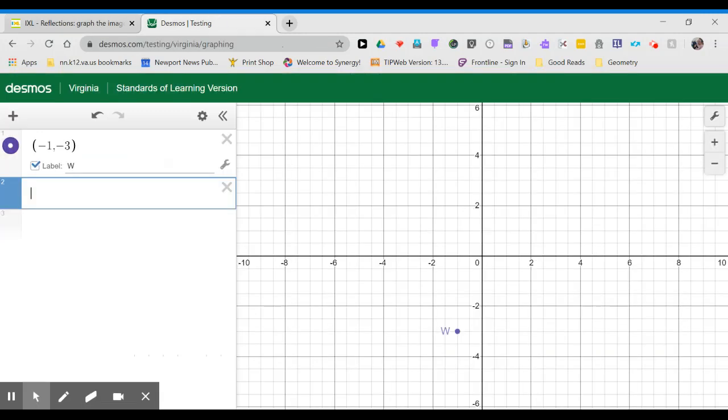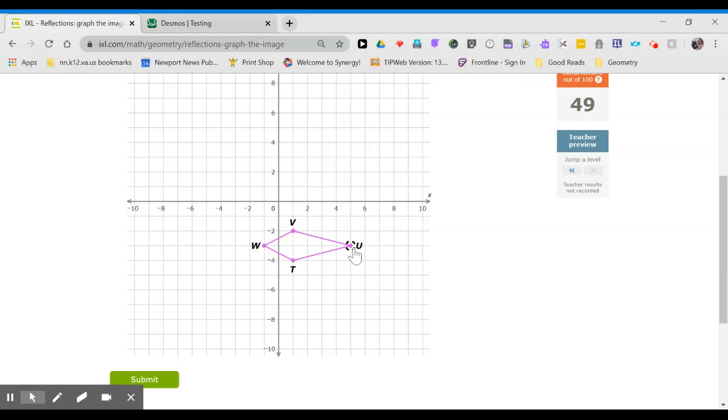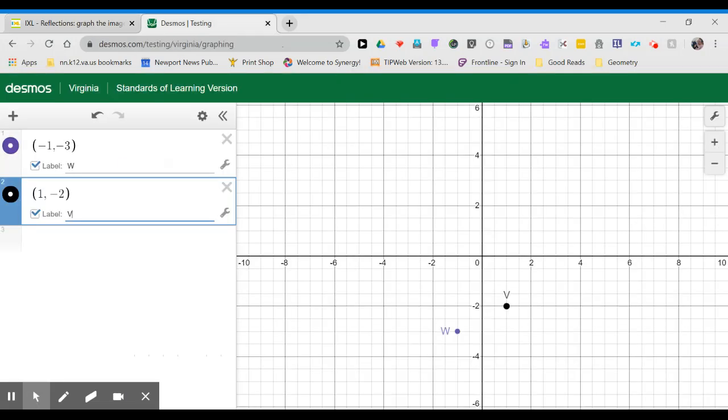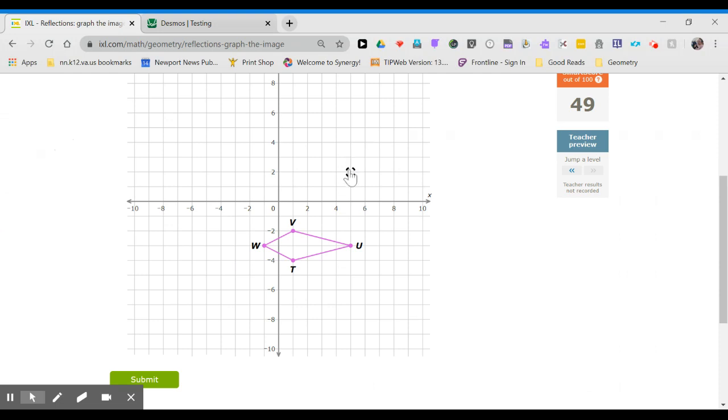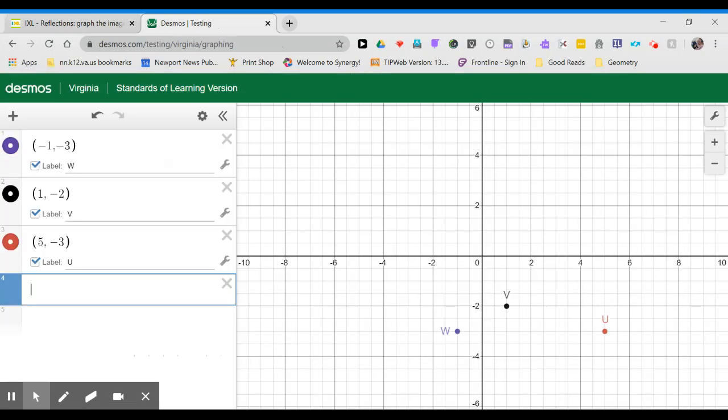V is at 1, -2. U is at 5, -3. And T is at 1, -4. And if you look, that looks pretty much just like what I have in IXL, except I didn't connect all the points, which is okay.